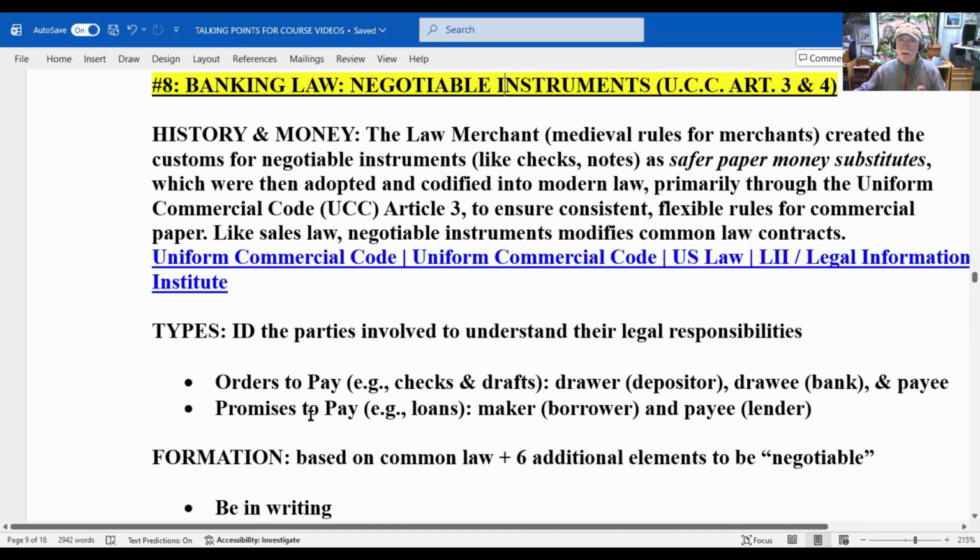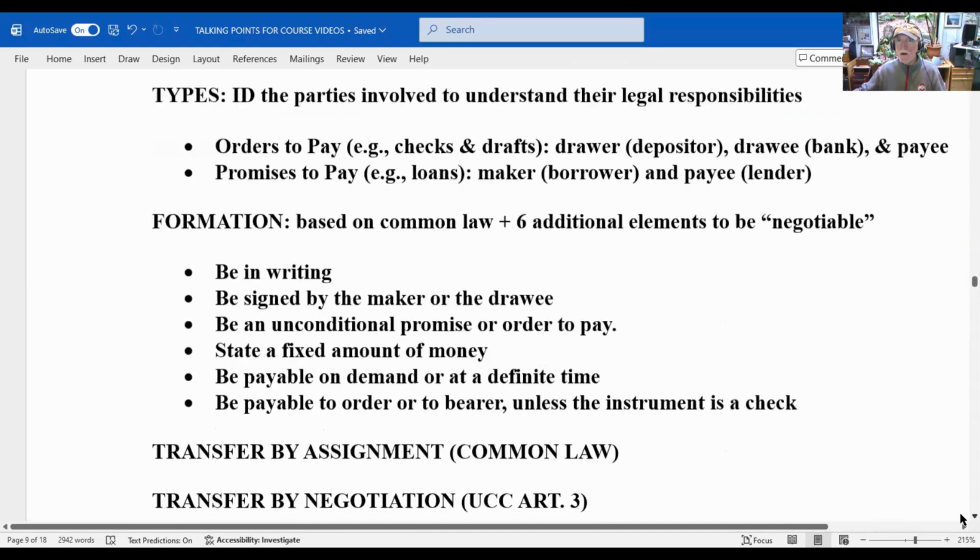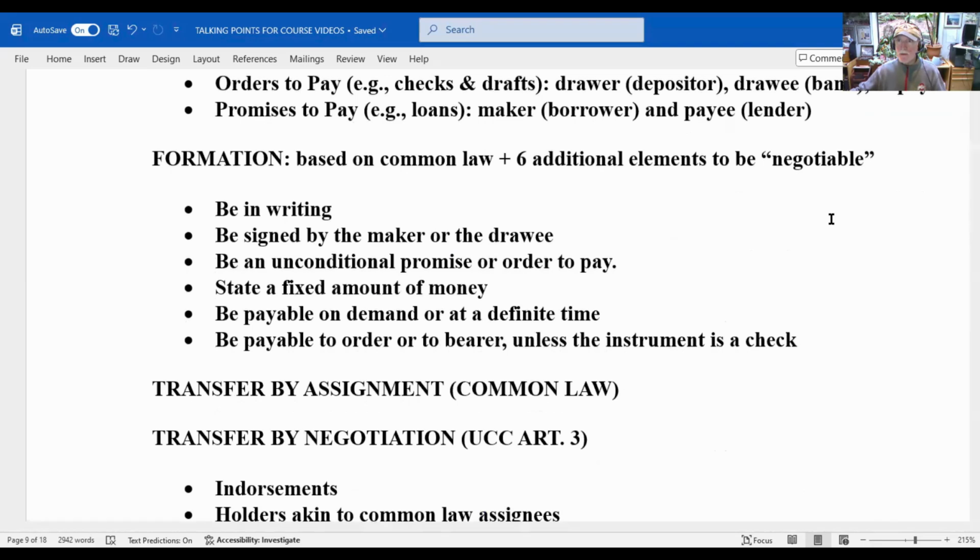Promises to pay are simpler. These are loans, could be a car loan, home loan, student loan, where there are only two parties. The maker, that's you if you're borrowing the money, and the payee, the lender, who will be specified in the loan. And to have a negotiable instrument, in addition to the four basic elements at common law, there are six more to make it negotiable, to basically magically convert paper into a substitute for cash.